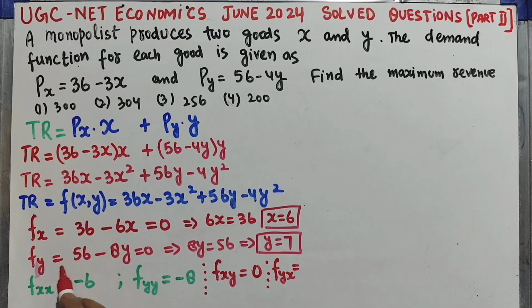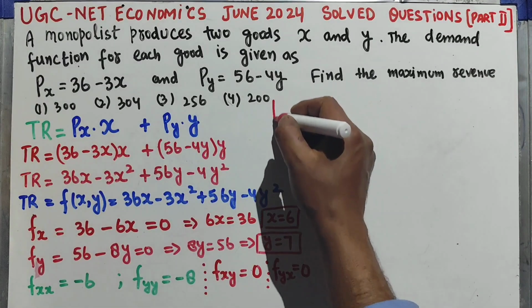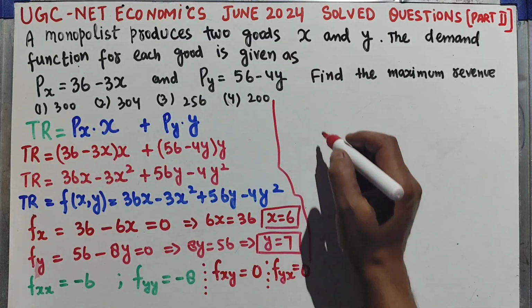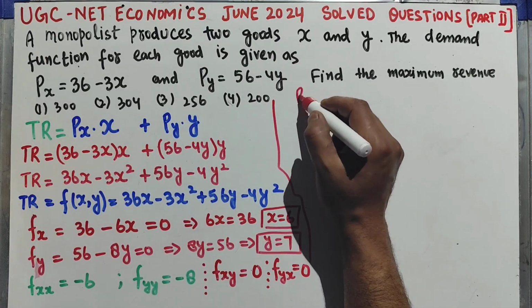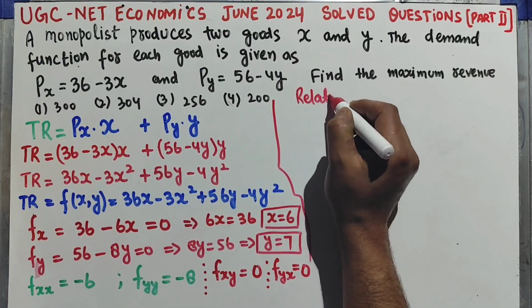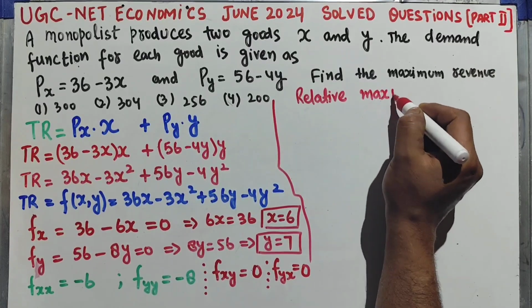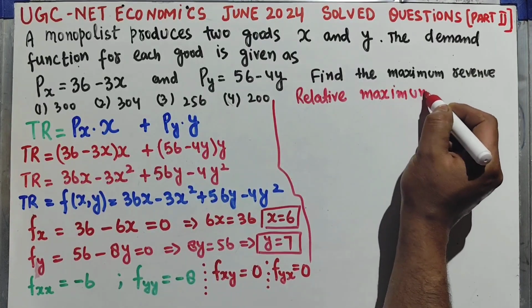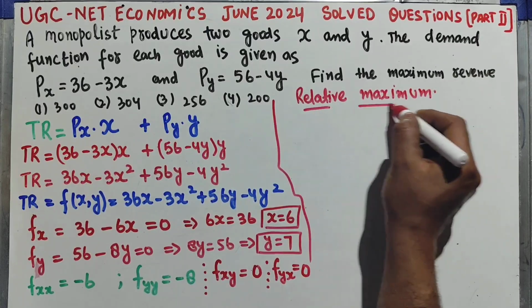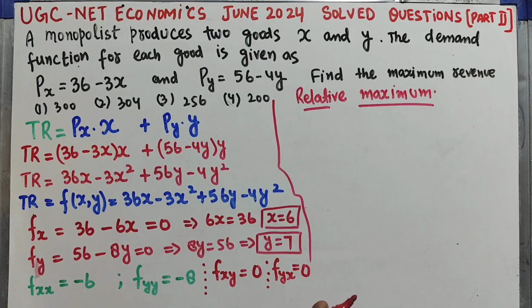So the derivative of this function again with respect to x, since no x is involved, its derivative is 0. Now what are the conditions for relative maximum? We need to find out whether these conditions are satisfied or not. Once we find the critical points, we need to check whether they are actually at the relative maximum.